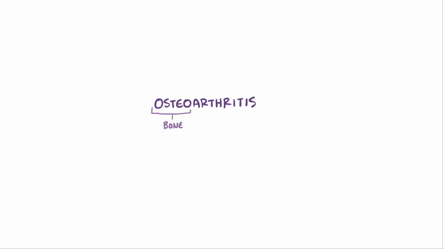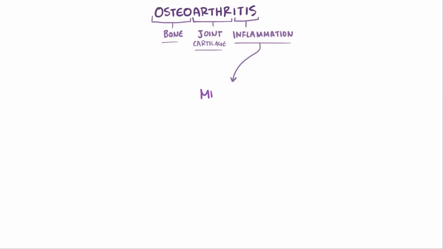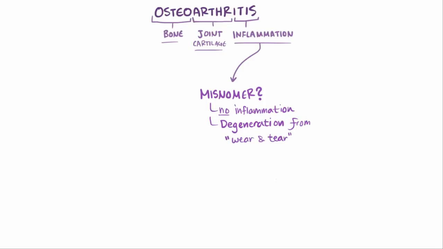Osteo means bone, and arth refers to arthron, which means joint, and itis means inflammation. So osteoarthritis is a disease involving inflammation of the bone and joint cartilage. It was once thought that the itis part of osteoarthritis was a misnomer, and that inflammation didn't play a role in its development, and that it was mostly a degenerative disease resulting from simple wear and tear. Nowadays, it's thought that inflammation does indeed play an important role in the development of osteoarthritis.